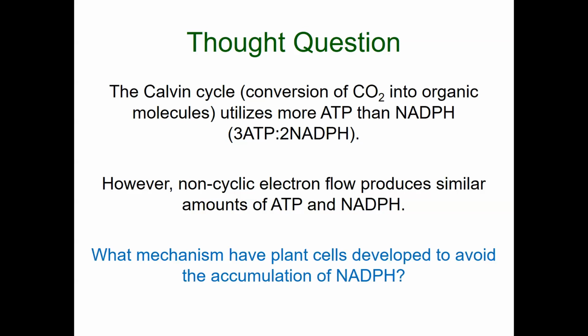Ultimately, we would end up with an accumulation of NADPH. And if you remember the role of NADPH in the cell, it's a high energy electron carrier, and because it carries those high energy electrons, it can cause oxidative damage within a cell. So in general, we do not want to overaccumulate things like NADPH in the cell because it's going to cause damage to the plant cell. So what mechanism is in place for plant cells to avoid the overaccumulation of NADPH?